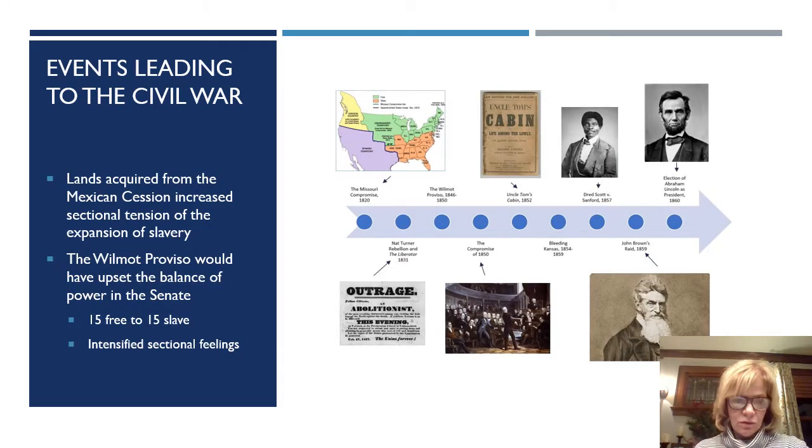All right, so I created this though. These are events that led to the Civil War. And just prior to the Civil War, various events took place that just heightened the conflict between the North and the South. And of course, all of that was the land up there on the top of this timeline from the Mexican Cession. When all of that land came into the hands of the United States, the issue was, is slavery going to spread west or not?